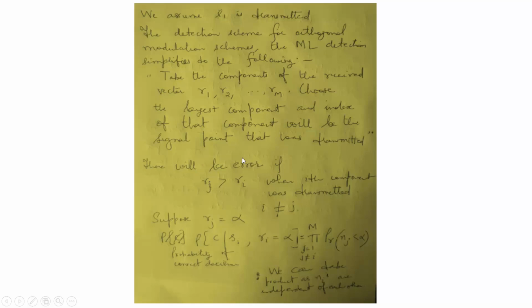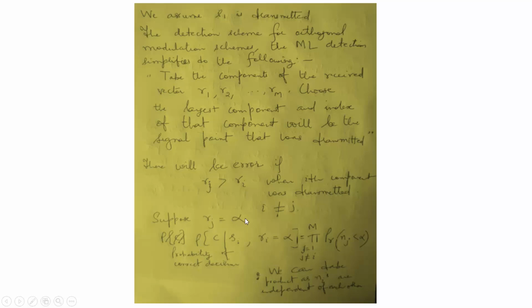Now this is the detection scheme. We will make an error when the ith point was transmitted and we received Ri. So what is the strategy? The strategy is to choose the largest component. We will make an error if Ri is not the larger, but some other R is larger than Ri.